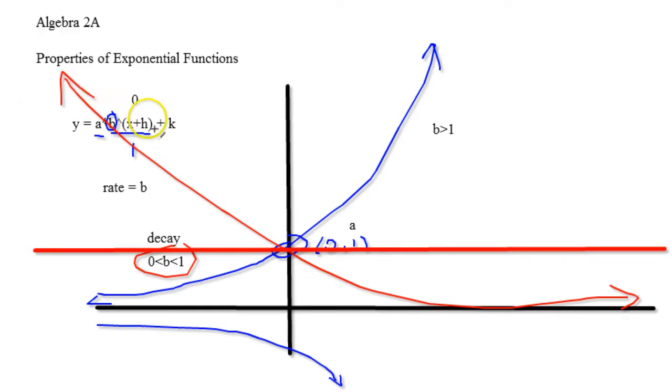Now this number right here, H, is going to control the left to right movement, just like every other single function we've talked about this year. If it's negative, it moves it to the right. If it's positive, it moves the whole function to the left. And K, same thing. If it's positive, it moves it up. If it's negative, it moves it down. Just everything that we need to have happen has happened. So something pretty simple like that.